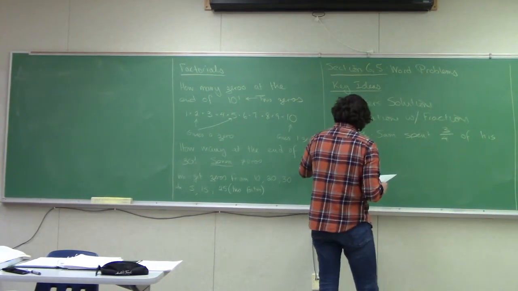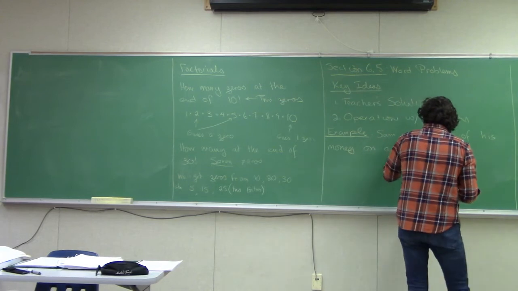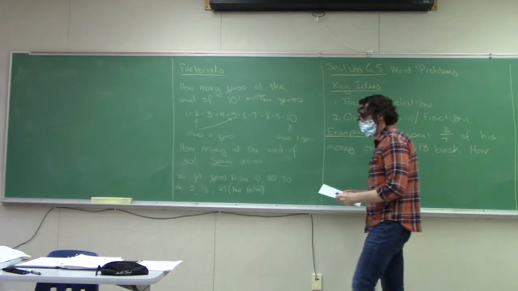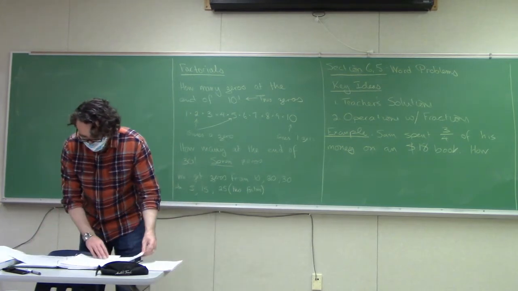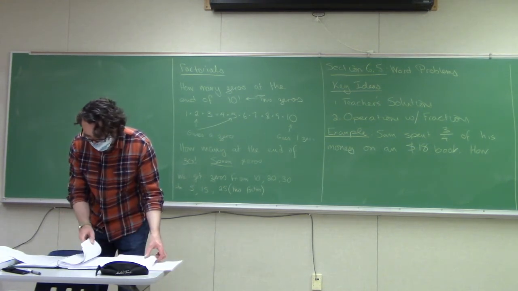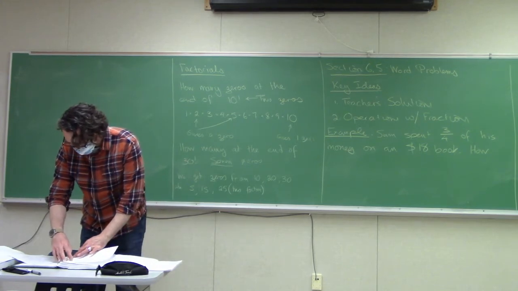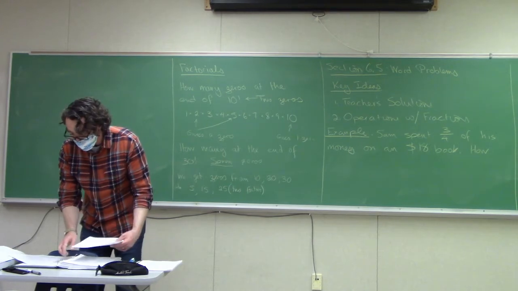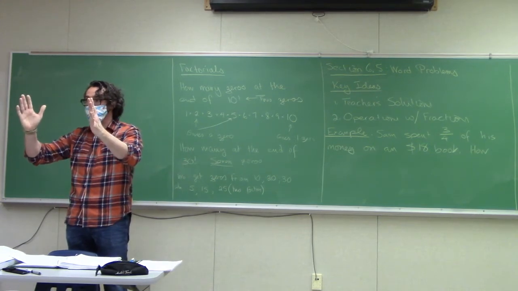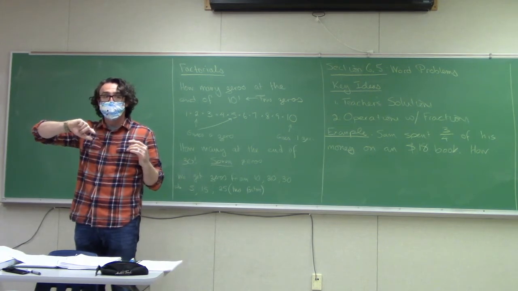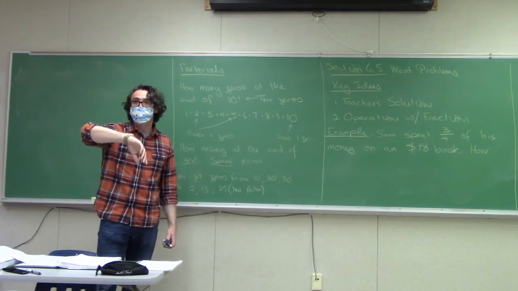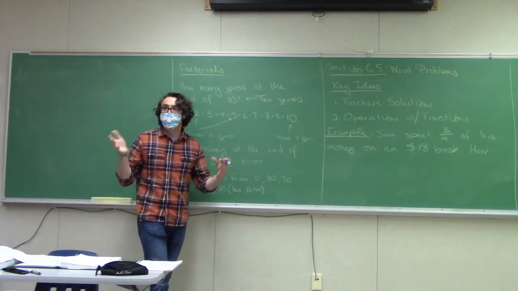Sam spent 3/4 of his money on an $18 book. Actually, I want you to help me out with this. What makes sense for me to ask? What should I ask? How much money does he have left? Okay, we could ask that. We could try and figure that out, because we know 18 was 3/4 of the money he had. So we would need a little intermediate step there. We would need to figure out how much he started with. So I could ask how much does he have left, or I could ask how much did he start with. They're kind of related questions.